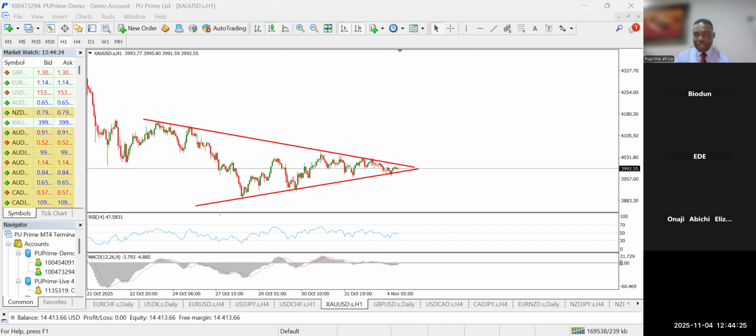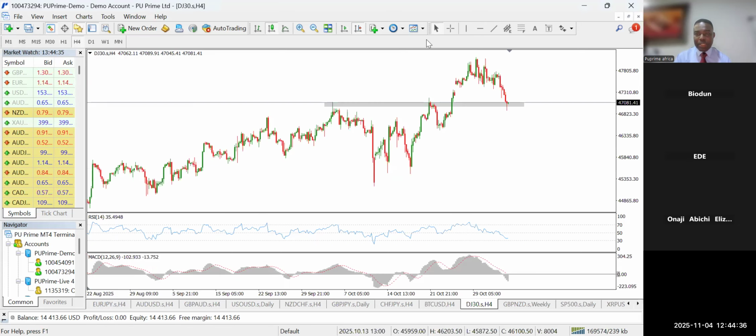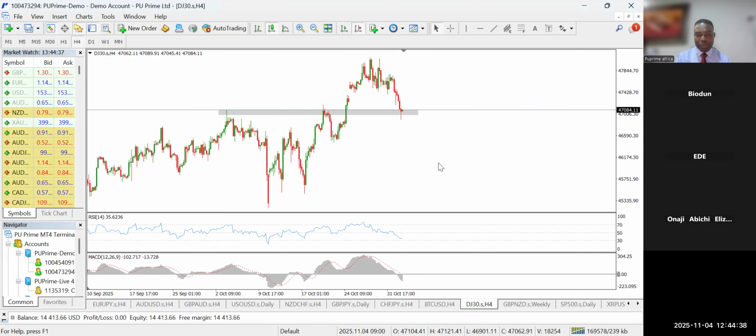Now, for those trading DJ30, or otherwise called US 30, that's the Dow Jones Industrial Index. DJ30 experienced a sharp drop to end last week, and even as the new week commenced yesterday, we still saw some bearish movement. But price currently is trading around a previous resistance turned support. And not only that, the last 4 hour candle is a rejection candle. So that tells us that we may have a potential bullish movement on the DJ30.